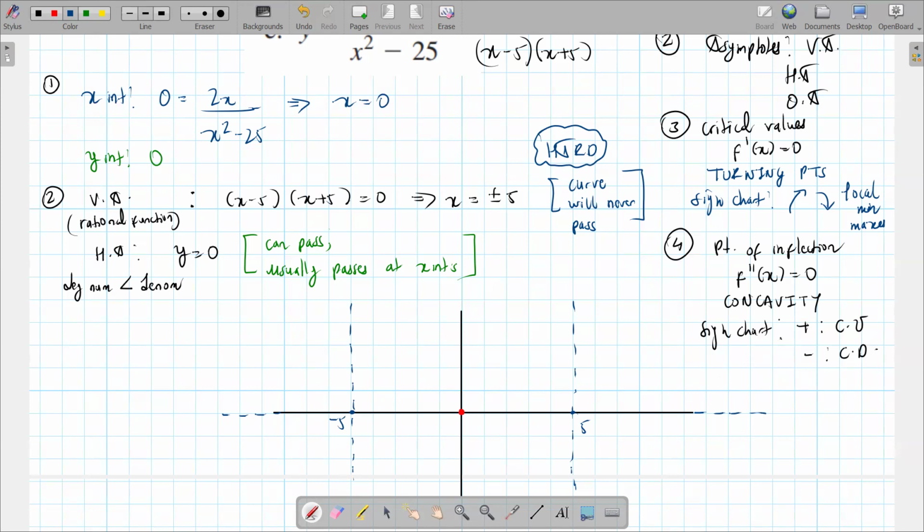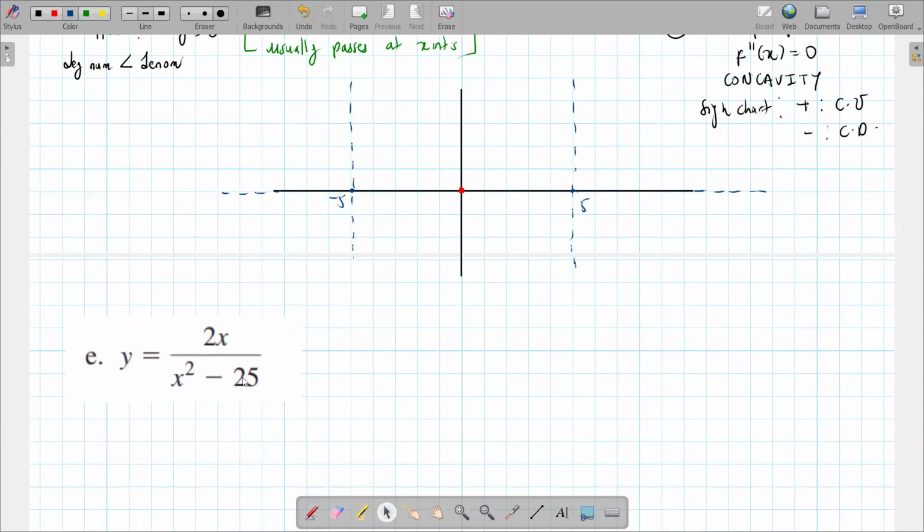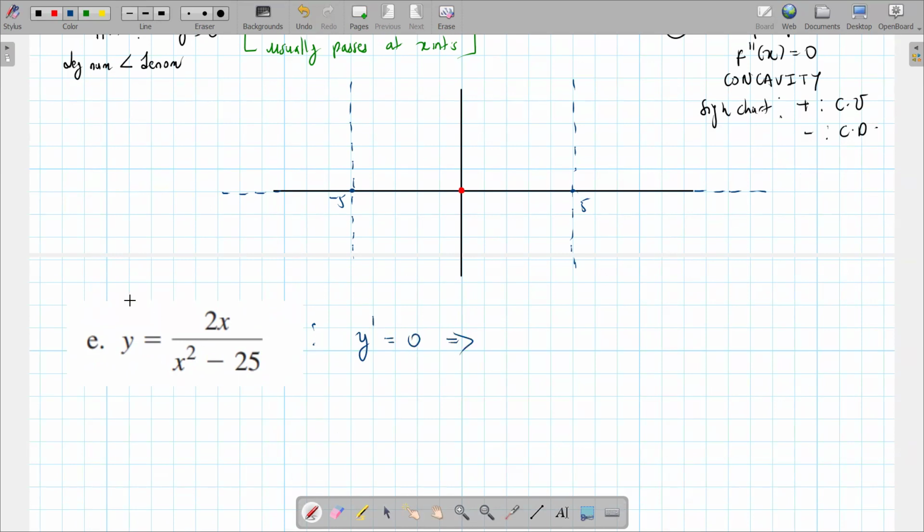Next, let's find the critical values. Remember what critical values are. They are turning points. To find the critical values, what do we do? We set the first derivative to 0. Right, so let's find y prime. So we're going to find y prime, set it to 0. So what is y prime here? You have to use the quotient rule. And that's your quotient rule.